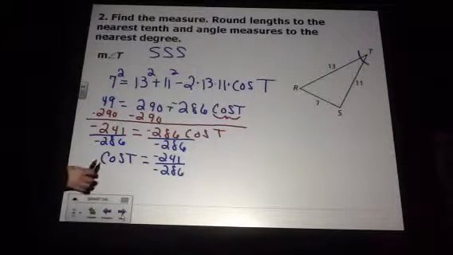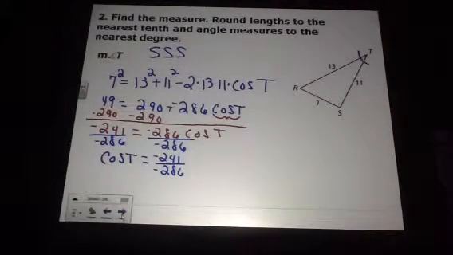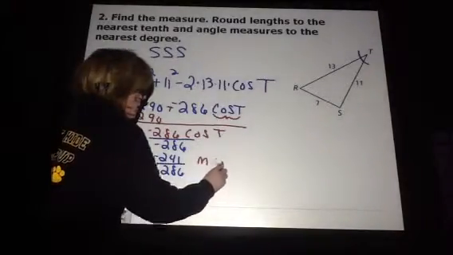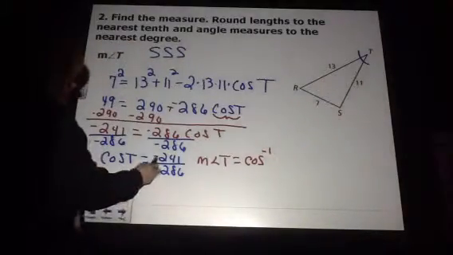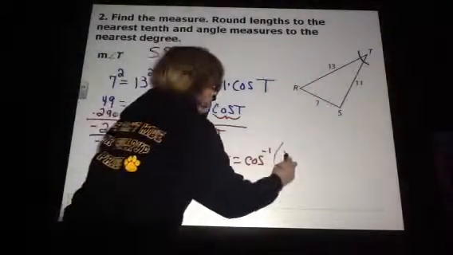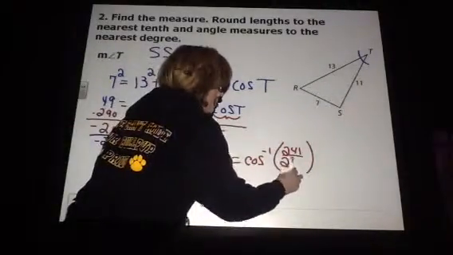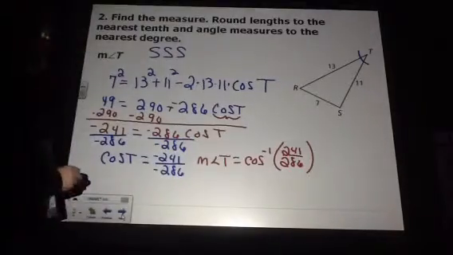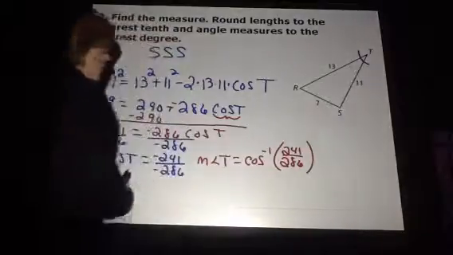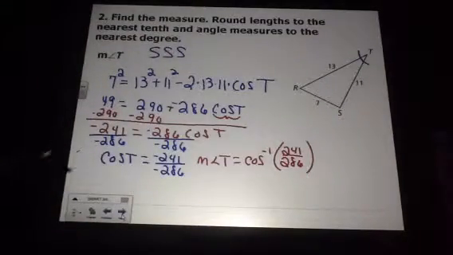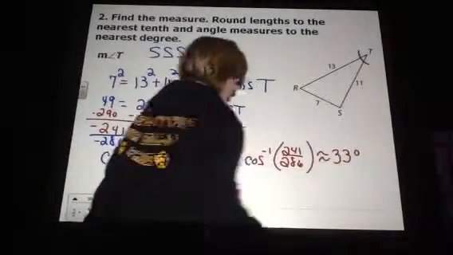All right, well, we're trying to find an angle measure. When you're trying to find the angle measure, you have to use the inverse. So the measure of angle T equals the inverse of cosine. And guys, we've got two negatives, so you can go ahead and get rid of those negatives if you want. Two negatives equal a positive. So this is what you're going to key in your calculator: the inverse of cosine, in parentheses, 241 divided by 286. We are rounding to the nearest degree, so it's going to be 33 degrees.